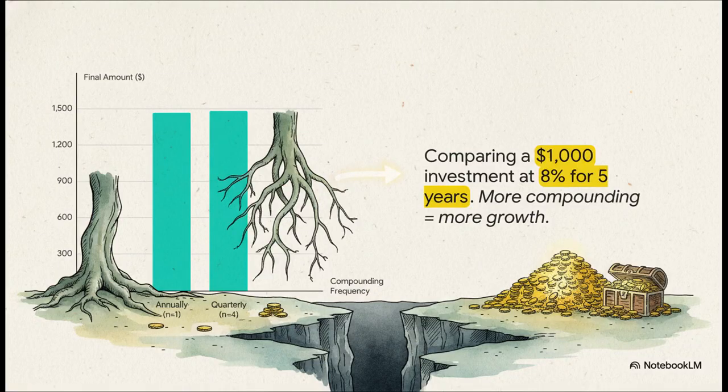So, you might be wondering, does how often it compounds really make that much of a difference? Oh yeah, for sure. Take a look here. Same investment, same time frame, but when you compound quarterly instead of just once a year, you come out ahead. Now, it might not look like a huge jump here, but stretch that out over 20 or 30 years, that small gap can turn into an absolute canyon.